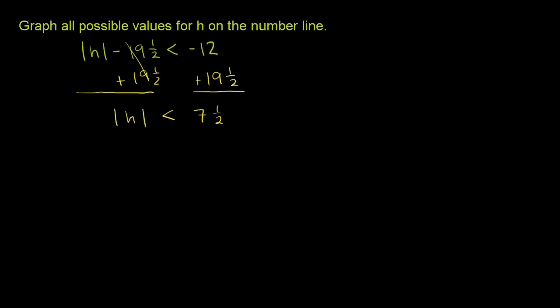This means that the distance, another way to interpret this, remember absolute value is the same thing as distance from 0. So another way to interpret this statement is that the distance from h to 0 has to be less than 7.5. So what values of h are going to have less than a distance from 7.5? Well, it could be less than 7.5 and greater than 0, or equal to 0.